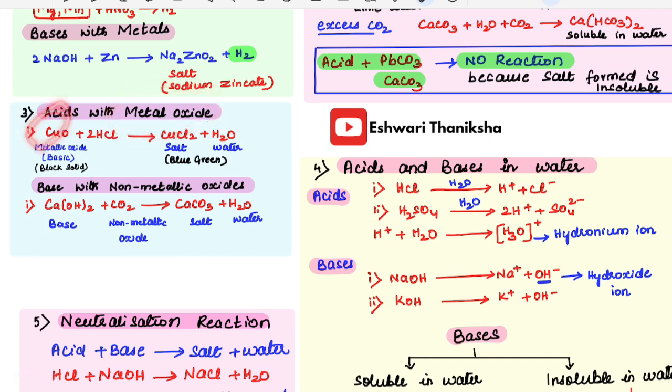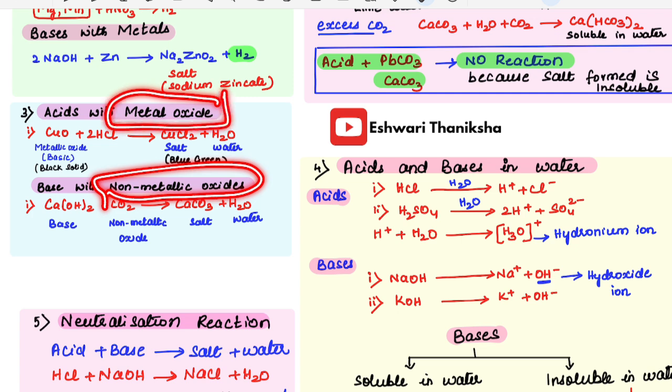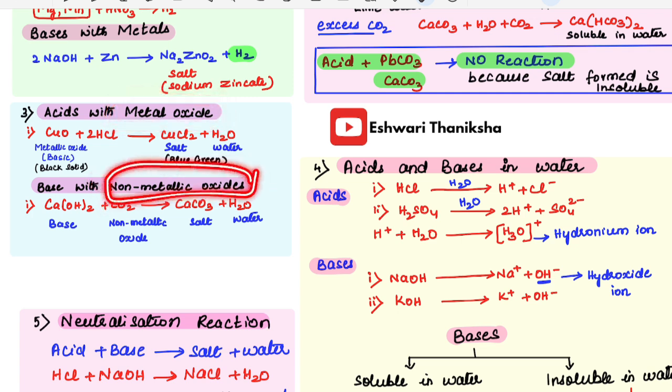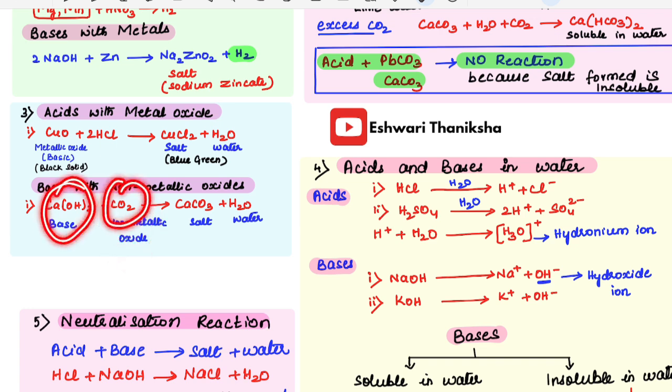Next is acids with metal oxide. Metal oxides are basic in nature, so that is why they react with acid. Whenever acid reacts with a base, salt and water will be formed. In the same way, a base will react with a non-metallic oxide. Here is the metallic oxide and here it is the non-metallic oxide. Here the non-metallic oxide is carbon dioxide. It is an acid. So acid reacts with base to form salt and water.